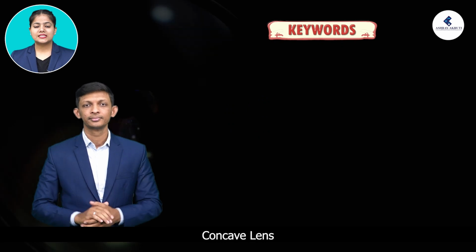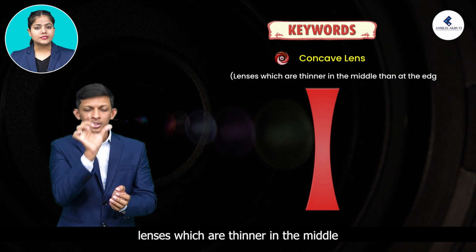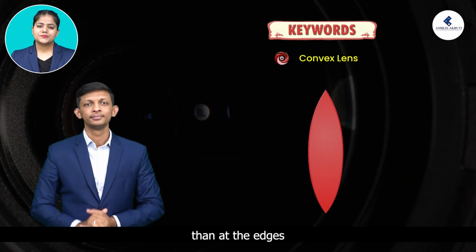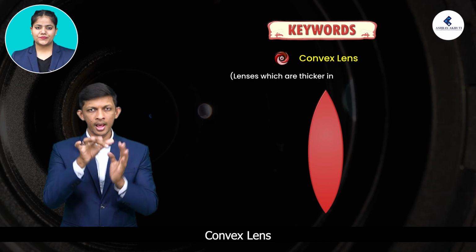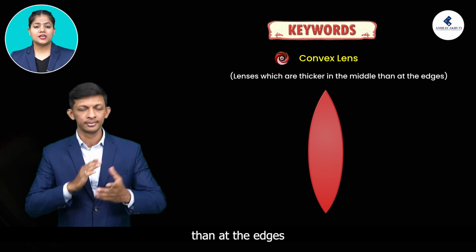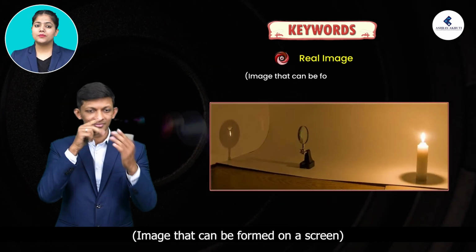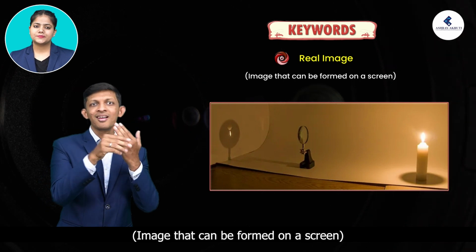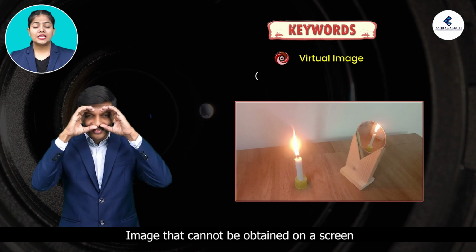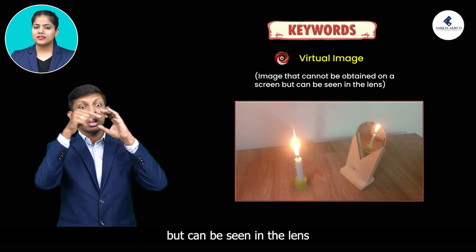Keywords. Concave lens. Lenses which are thinner in the middle than at the edges. Convex lens. Lenses which are thicker in the middle than at the edges. Real image. Image that can be formed on a screen. Virtual image. Image that cannot be obtained on a screen but can be seen in the lens.